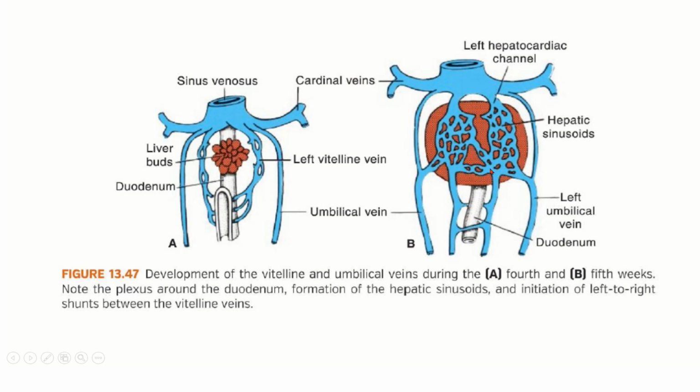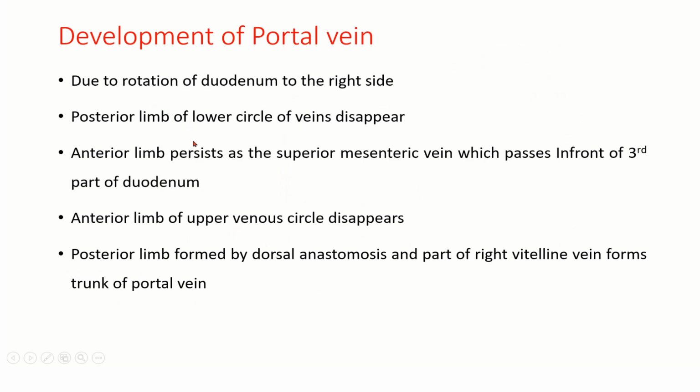This will be the cranial ventral anastomosis. This is the caudal ventral anastomosis. This is the mid-dorsal anastomosis. Now this posterior part will disappear and this anterior part will disappear. Only the anterior part of the lower circle, the dorsal anastomosis, and the posterior part of the upper circle remain. These will form the portal vein and the superior mesenteric vein. You can see here.